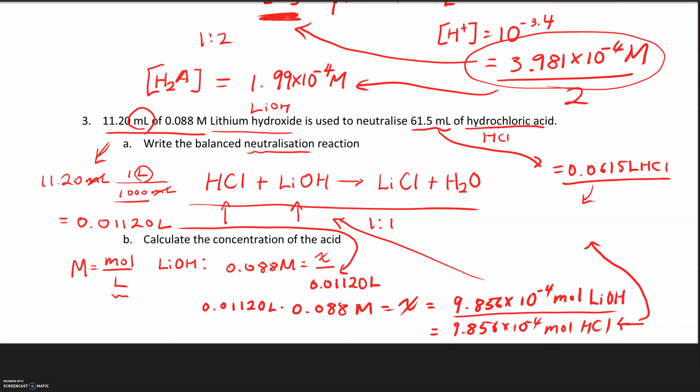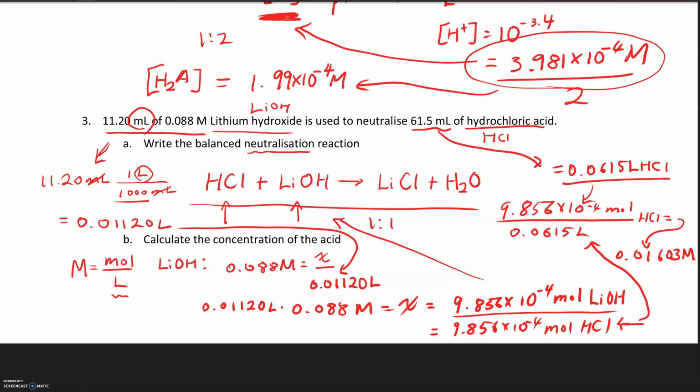Opposite, we have to have the moles on top, so 9.856 times 10 to the power of -4 moles over 0.0615 liters, and these are all about the HCl. So when we get our concentration, which happens to be 0.01603 molar HCl, this is our final answer for 3B.